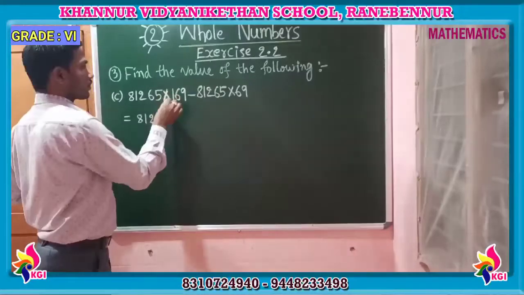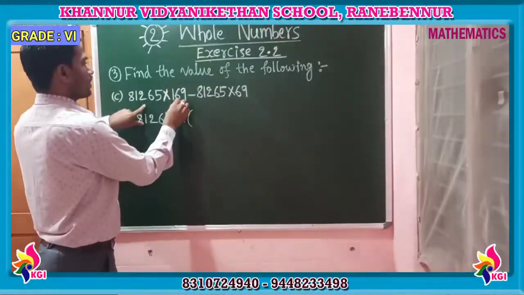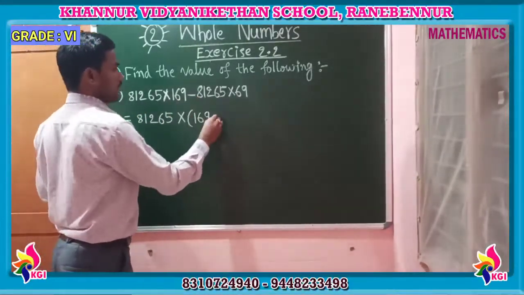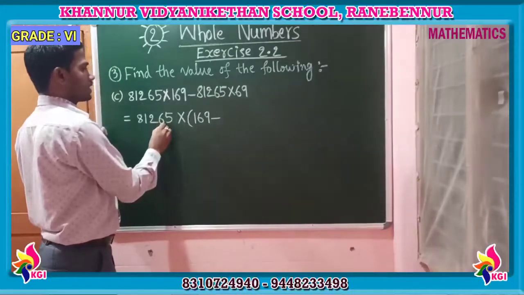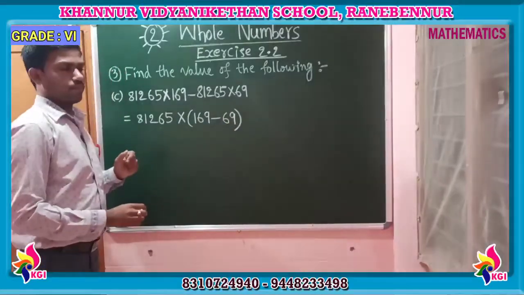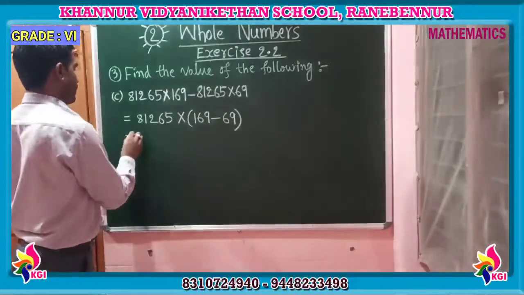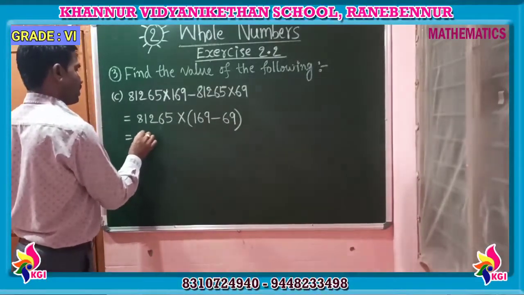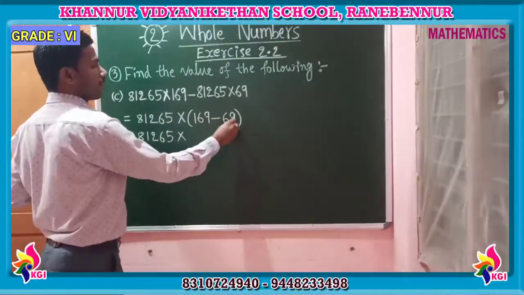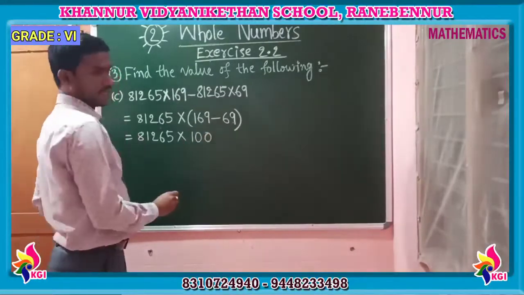If I take this common, what we are getting on the left side is 169 minus 69. This is already taken as common, so we are subtracting 169 minus 69. Then in the second step, 81,265 write as it is, and subtract these two numbers, 169 minus 69 is equal to 100.